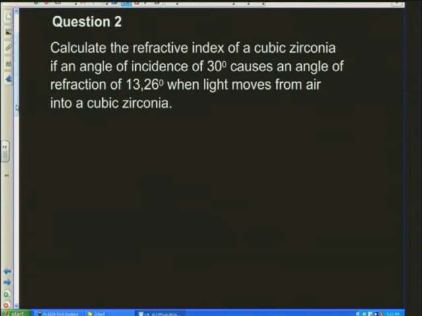Calculate the refractive index of a cubic zirconia, if an angle of incidence of 30 degrees causes an angle of refraction of 13,26 degrees when light moves from air into a cubic zirconia.